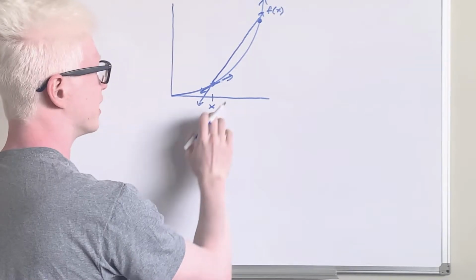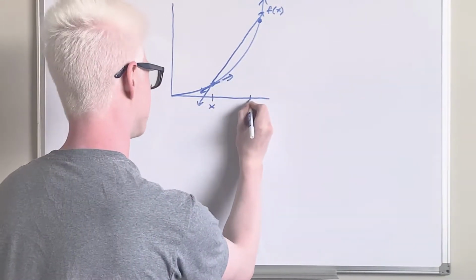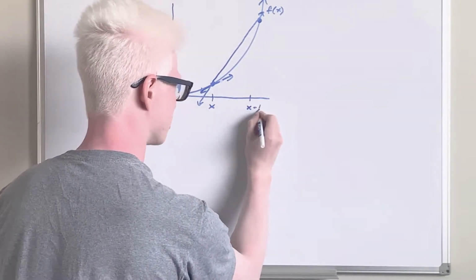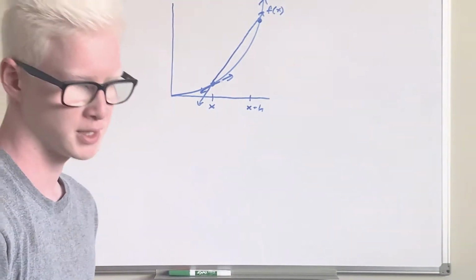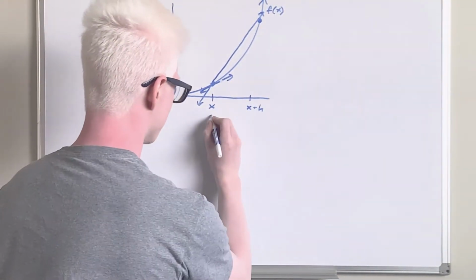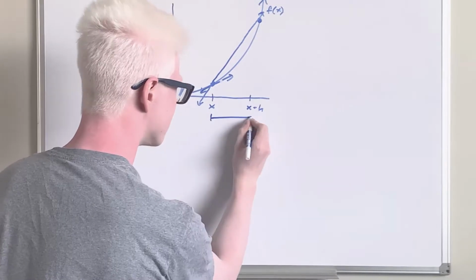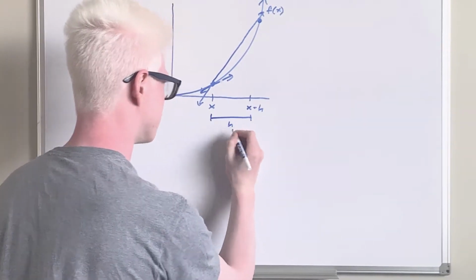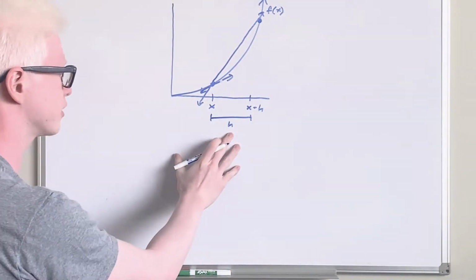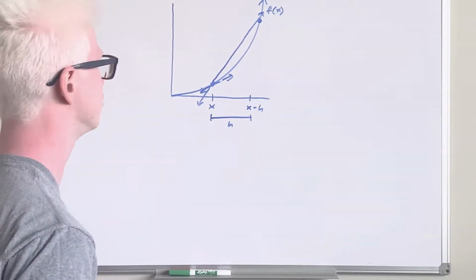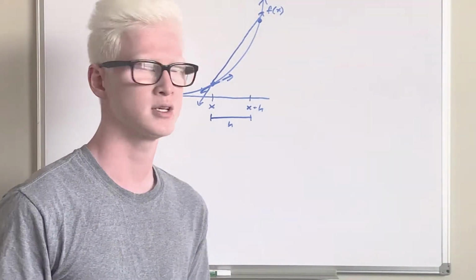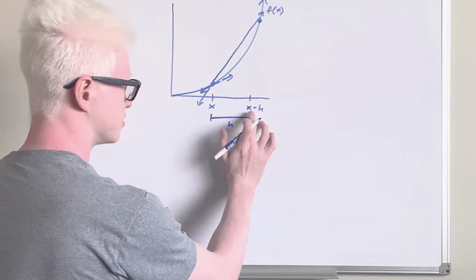So if this is the point x, we'll call this point x plus h. The reason why I call this x plus h is because the horizontal displacement, the change in x, is h. This is just a generic variable used to denote any change in x. And then what follows is that this is x plus h.